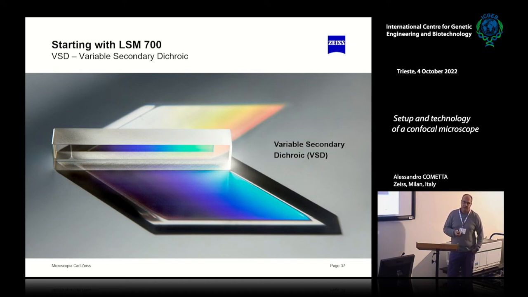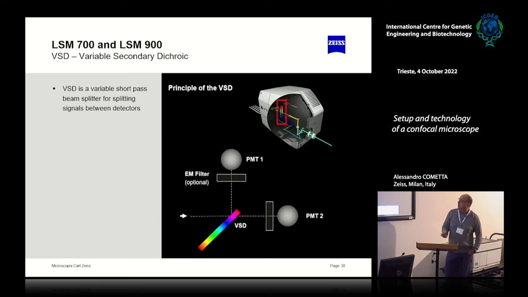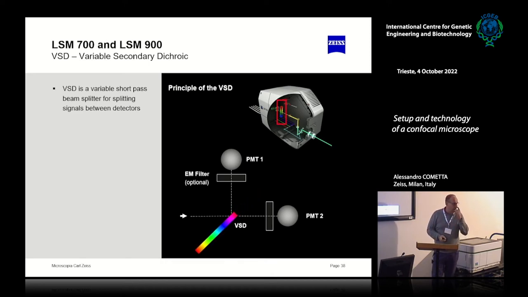Starting more or less 12 years ago with the LSM 700, Zeiss introduced the variable dichroic. It's just a glass, a crystal, with a variable coating on the surface, so it's like many different dichroic filters. In this case it is used by changing it and going on PMT1 and PMT2. I will use this one because it is really understandable to figure out how a confocal works.